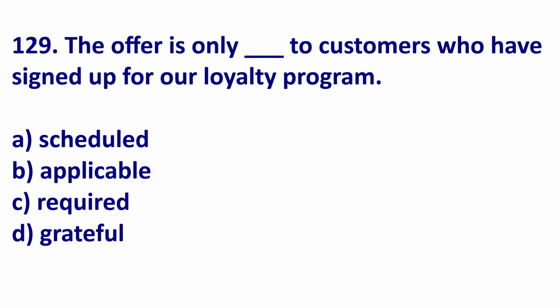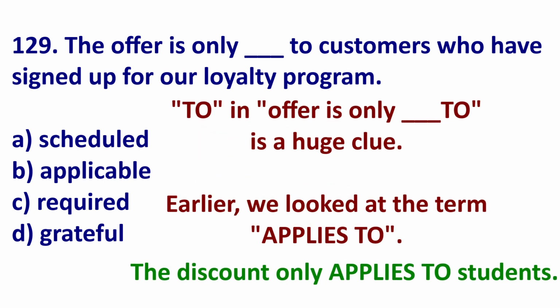Let's go back to the key vocabulary from earlier. This was "apply to." Apply to means this person can receive it. This person has to follow it. It is connected to them. So the discount only applies to students. So only students can get it.